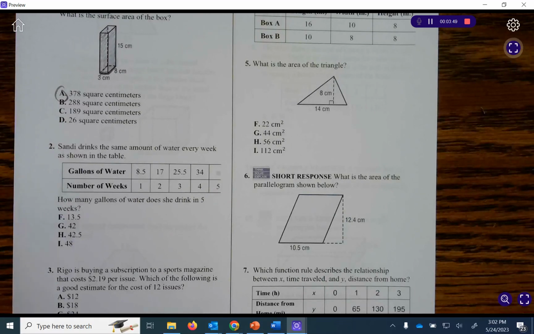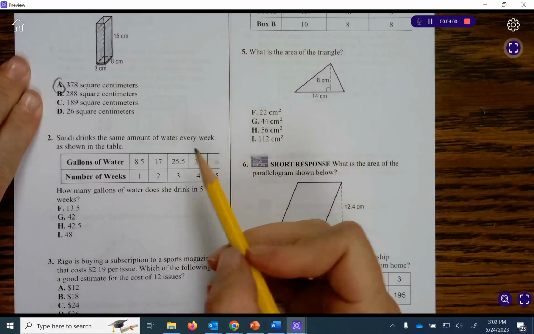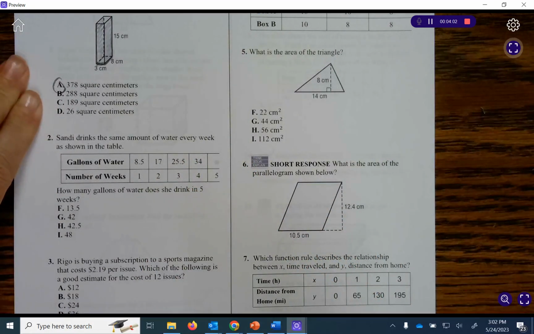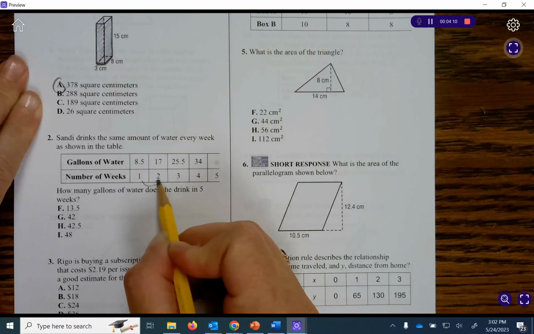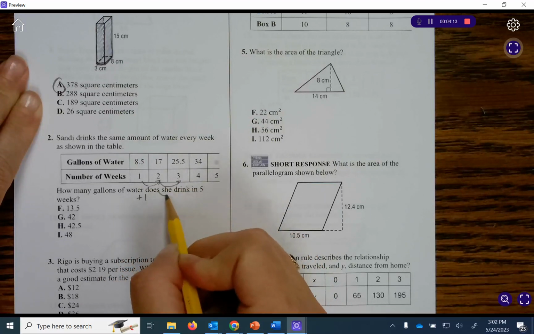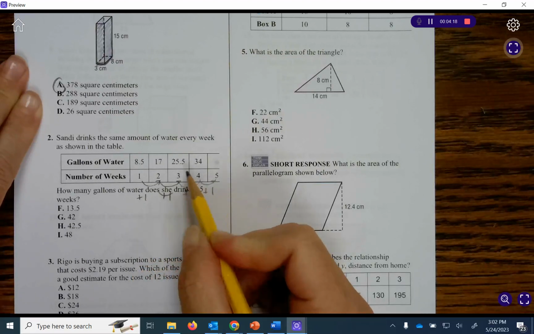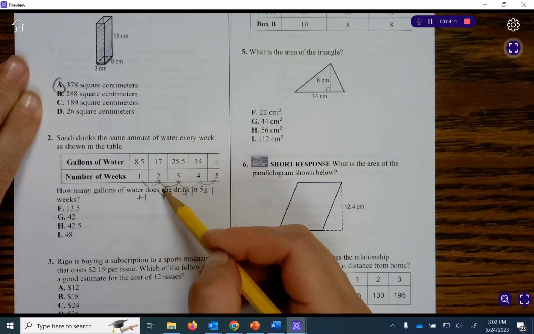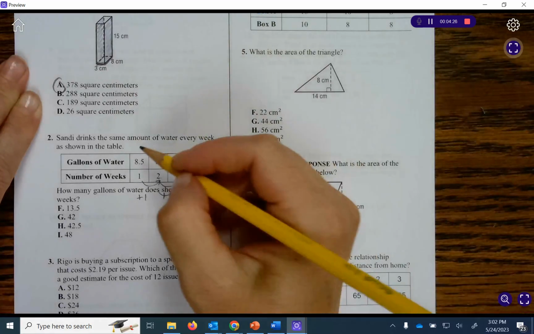All right, question number 2. Sandy drinks the same amount of water every week as shown in the table. All right, when we look at this table, we can look at this many different ways. We can look at it horizontally on the bottom row, horizontally on the top row, and up and down. So horizontally on the bottom row, I'm adding 1 for each column. Each column move is an addition of 1. So 1 plus 1 is 2, 2 plus 1 is 3, 3 plus 1 is 4, and 4 plus 1 is 5.